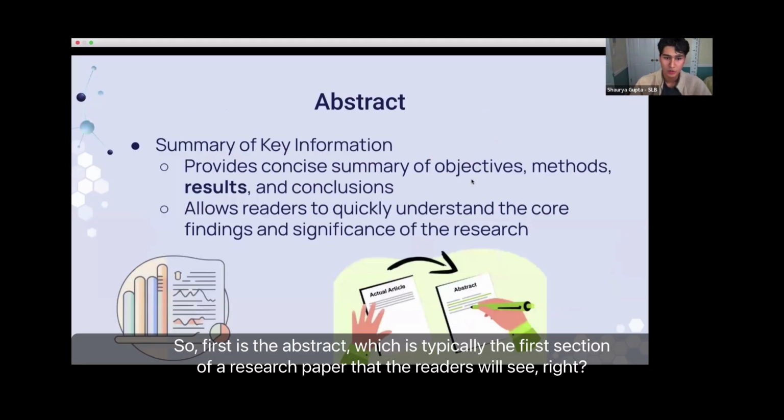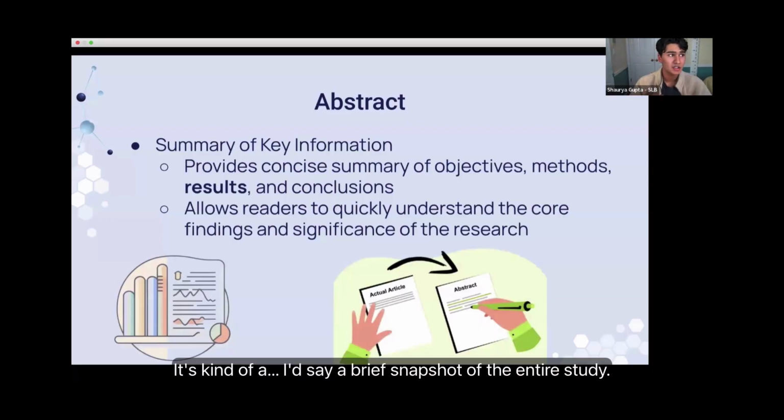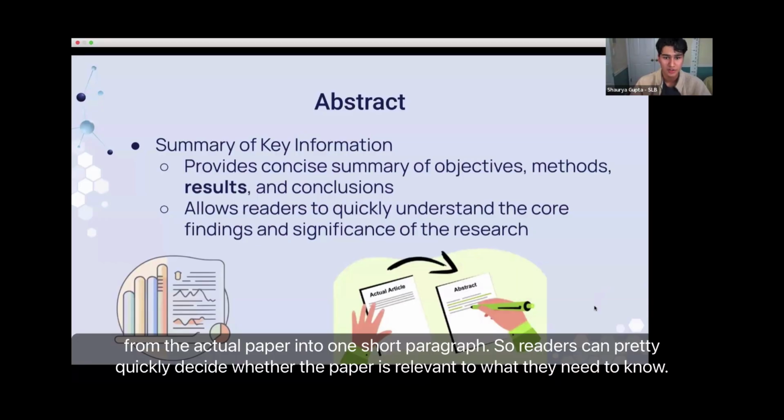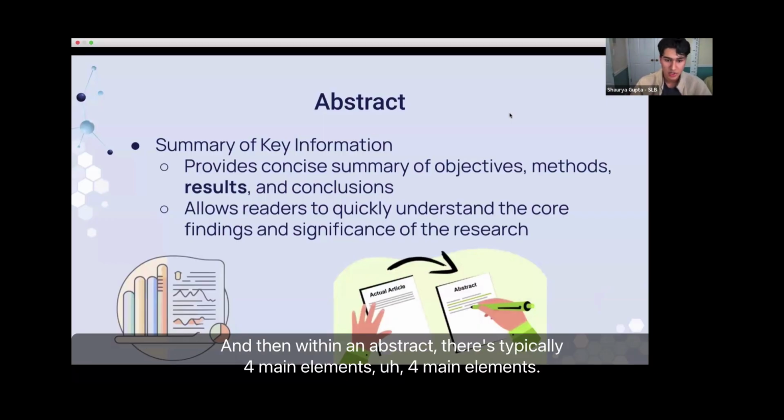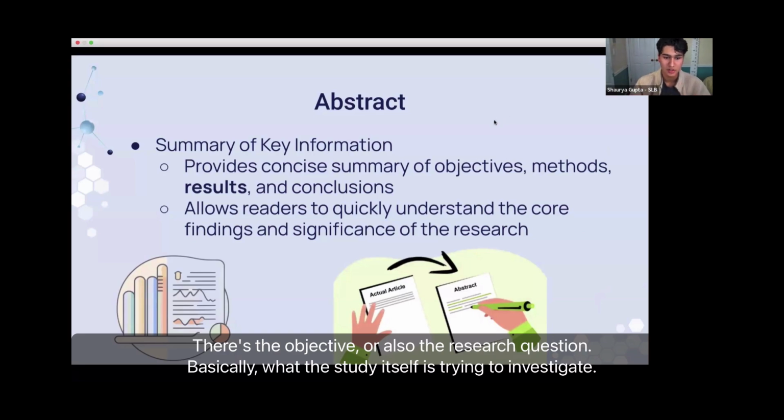Okay. So first is the abstract, which is typically the first section of a research paper that readers will see, right? It's a brief snapshot of the entire study, where it summarizes all of the most important information from the actual paper into one short paragraph. So readers can pretty quickly decide whether the paper is relevant to what they need to know. And then within an abstract, there's typically four main elements. There's the objective, or also the research question, basically what the study itself is trying to investigate.